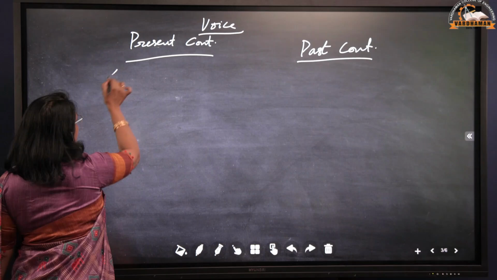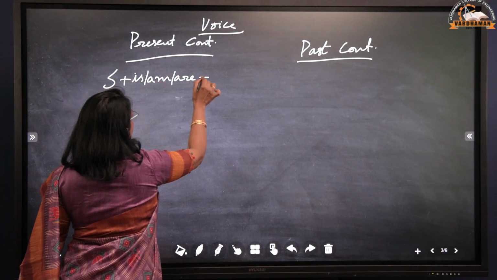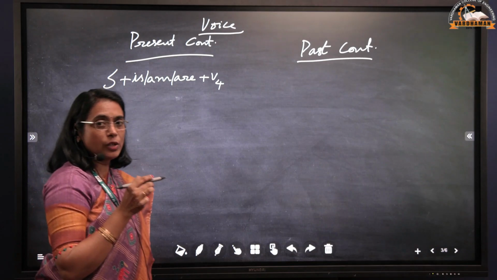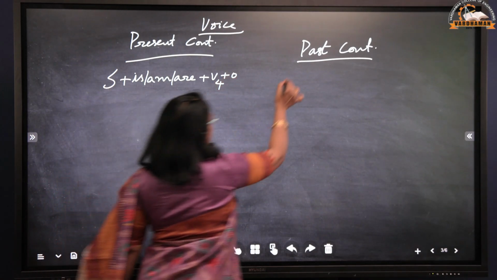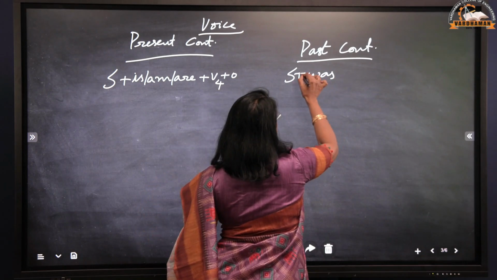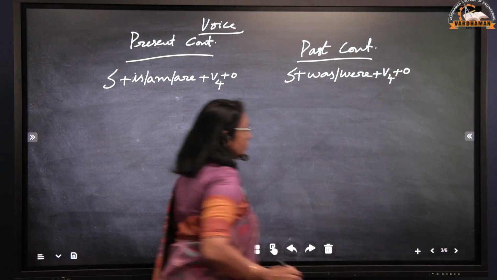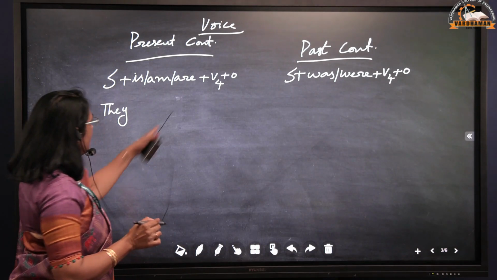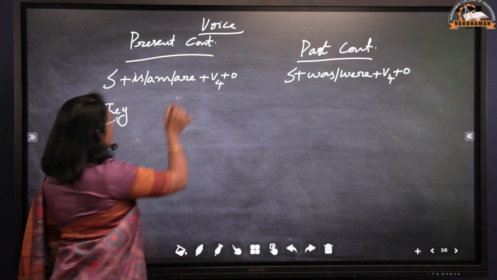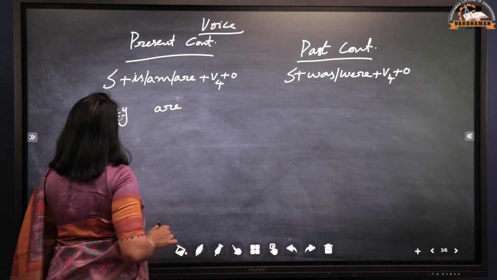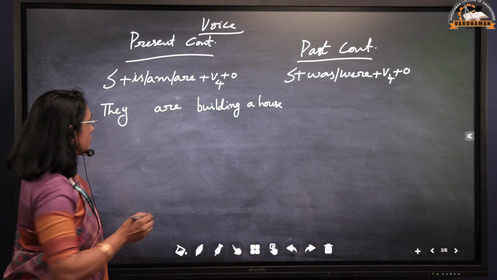So here the structure: subject plus is, am, are plus V4. V4 is ing form of the verb plus object. Whereas here subject plus was or were plus V4 plus object. They, let's take this is plural form of the subject, so we have to go for plural form of the verb. They are building a house.